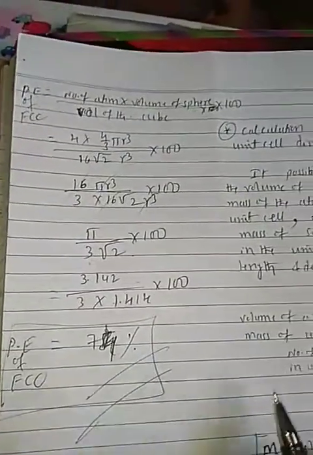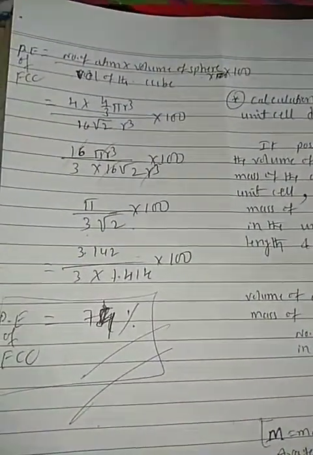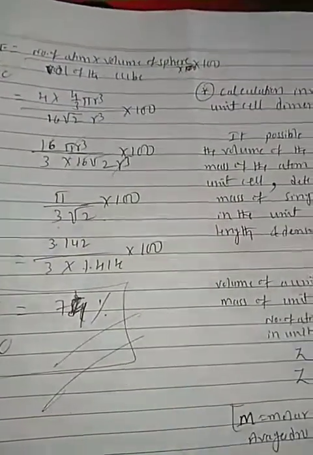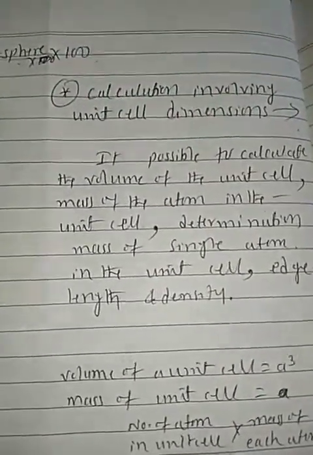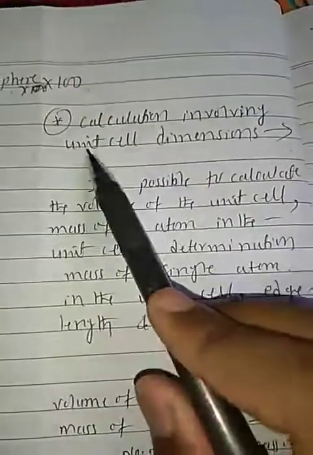FCC is 74%. Right, students? 74%. Understood? Okay, let's move on to the next topic, students. The calculation involving the unit cell dimension.